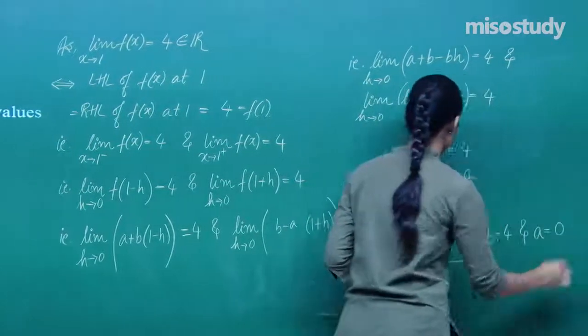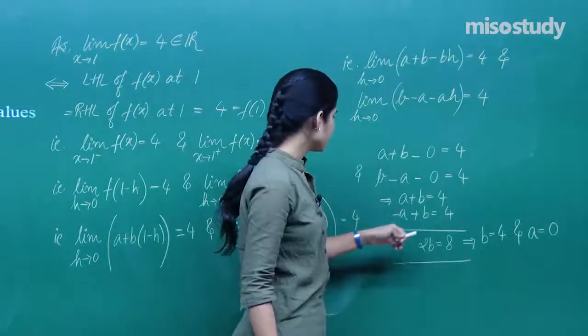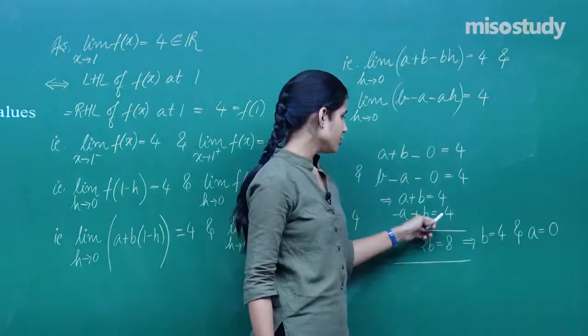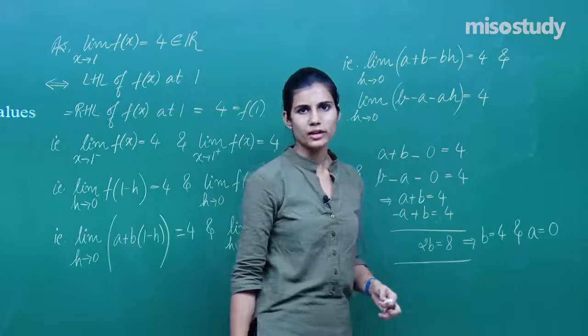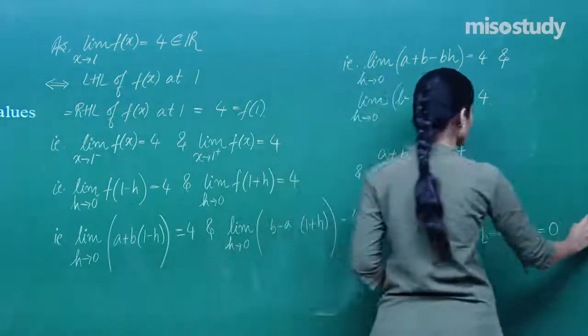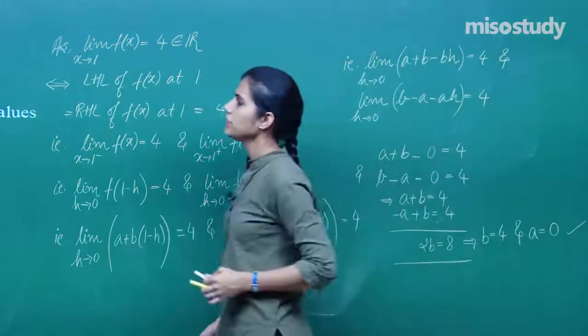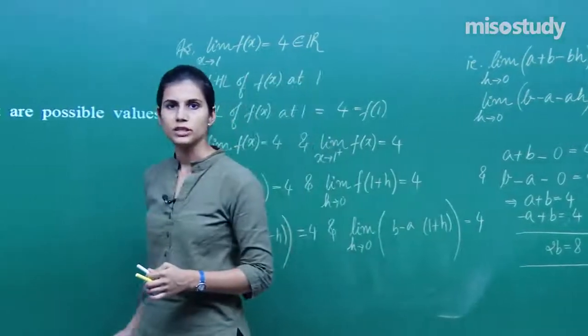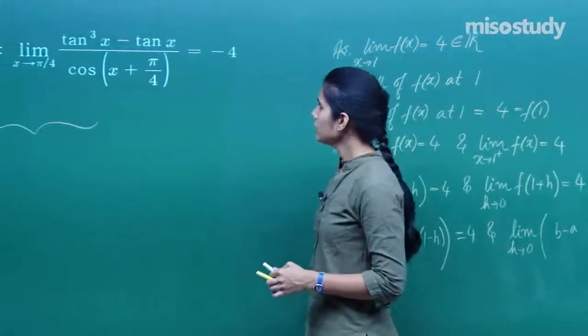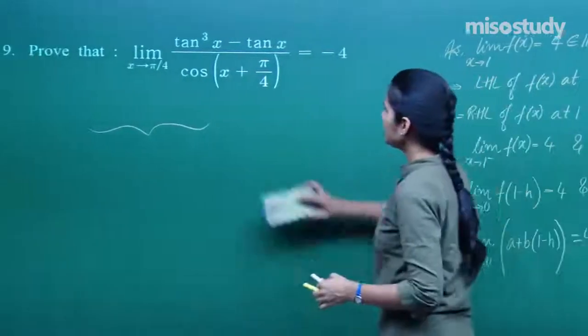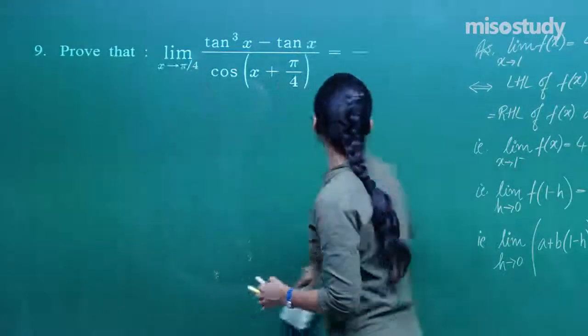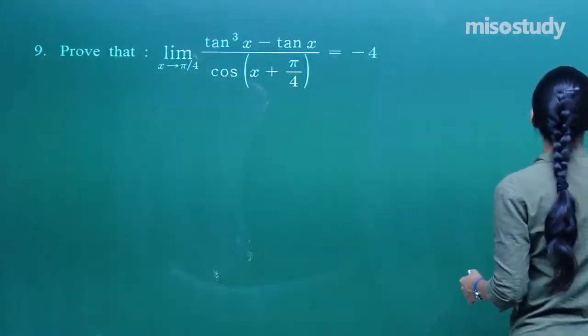Right? If b is equal to 4, you get 4 minus 4, that is 0, and a is equal to 0. These are the values of a and b for which this particular limit is going to exist and is going to come out to be equal to f of 1. Prove that this limit has value equal to minus 4. Let's see. Let's try and prove this.